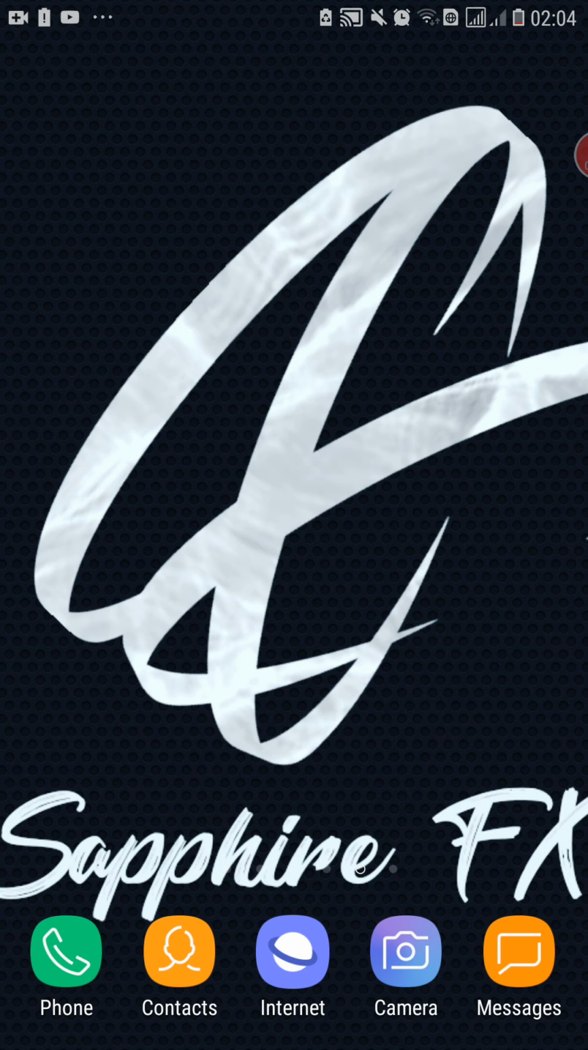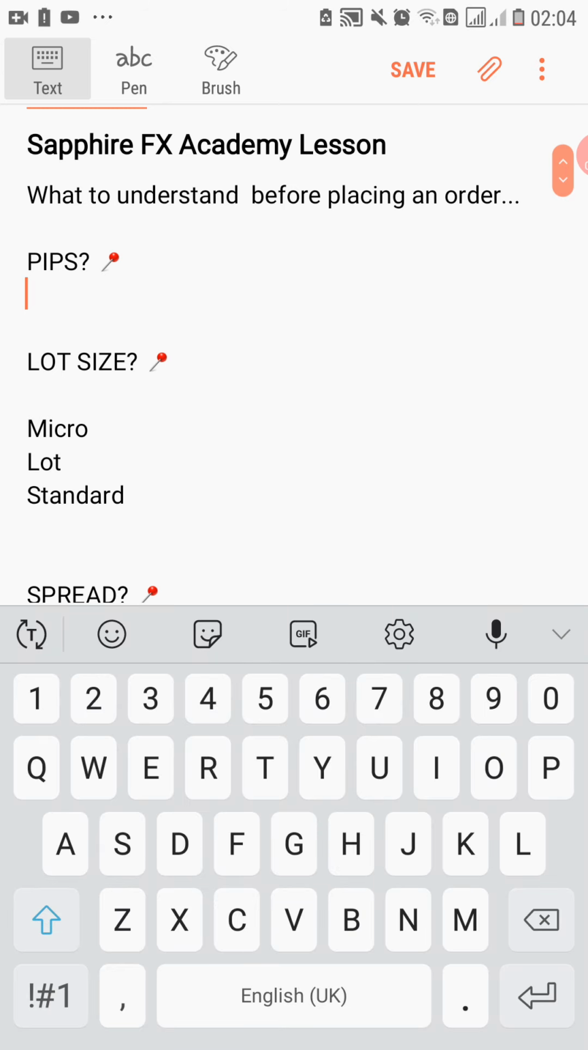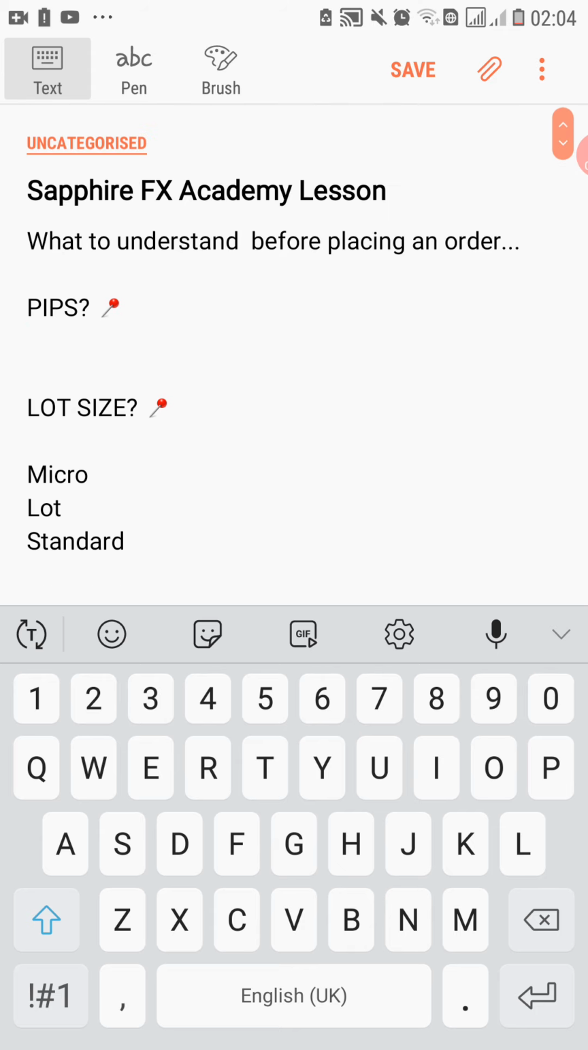Alright, let's get started. Last time I talked about how to download the MetaTrader app and work with it. Today I'm going to show you what you need to understand before placing an order. You need to understand what a pip is, what a lot size is, what spread is, and what balance and equity are.